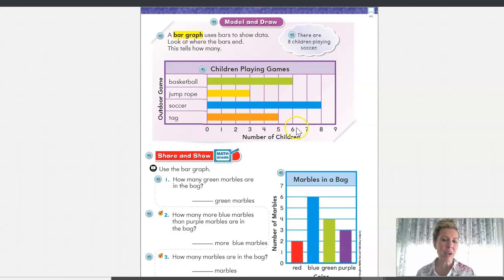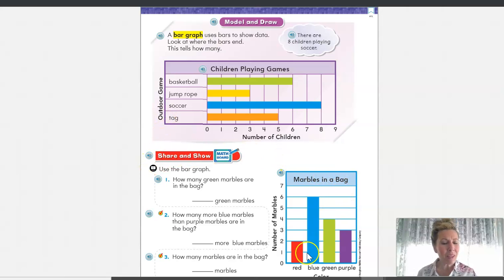Now I can also ask general questions and answer, like which sport was played the most by children? Well, look for the largest bar, goes all the way up to 8, and the answer is, woohoo, soccer! Soccer's the best sport ever, right?